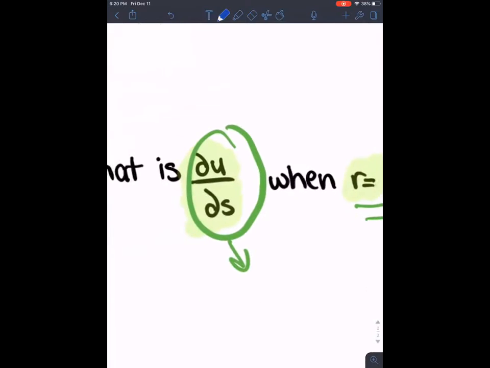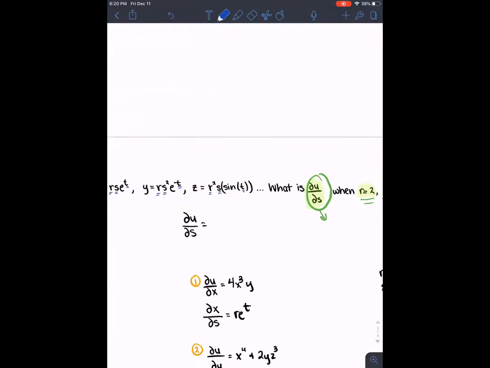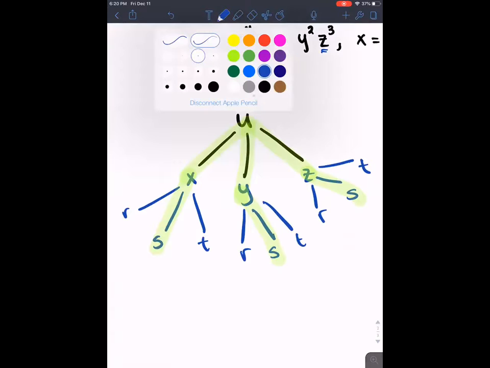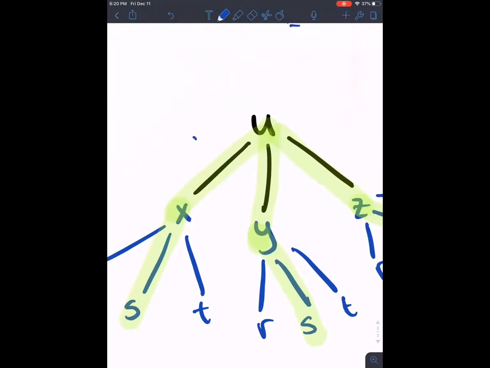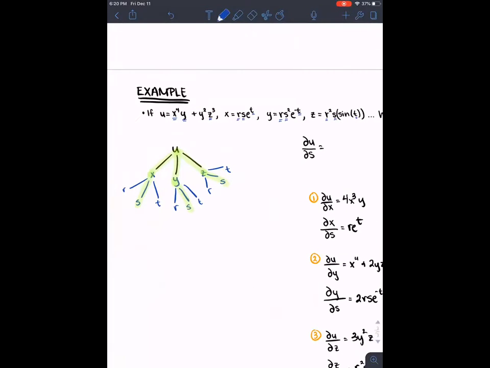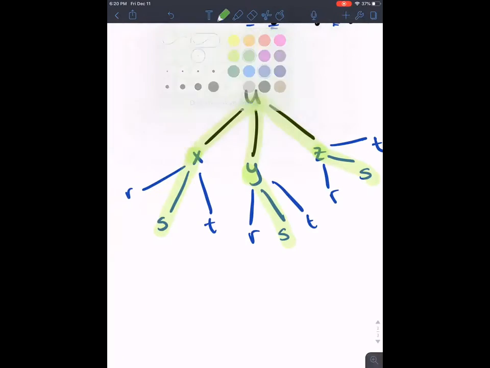Now, it's looking for du ds, partial of u with respect to s. So let's follow the trail to get there. We have this and this. So these are all the ways we can get to s, right? And if we calculate out the branches, it's du dx, etc. I'm not going to write those all out because we've done them before. But if we number this as leg 1, this is leg 2, and this is leg 3.